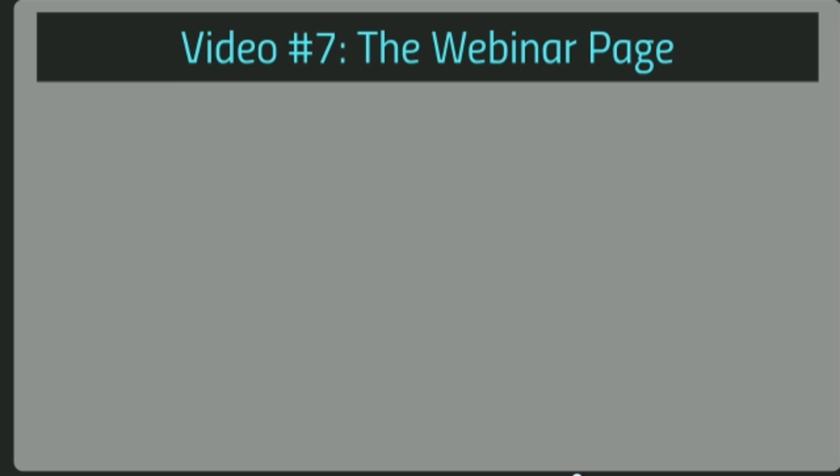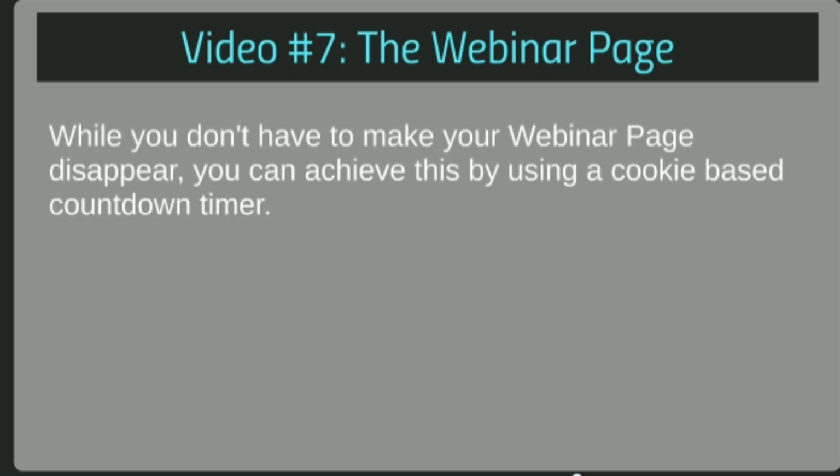Before we can set everything up in GetResponse, your autoresponder, in video number 8, we've got to have the webinar page in hand. While you don't have to make your webinar page disappear, and you don't necessarily have to use the close or anything like that, you can achieve this if you want by utilizing a cookie-based countdown timer.